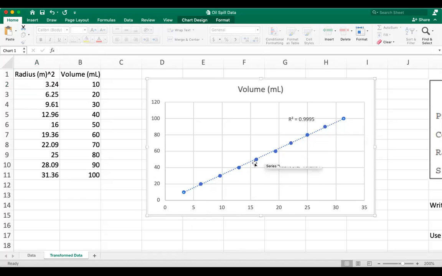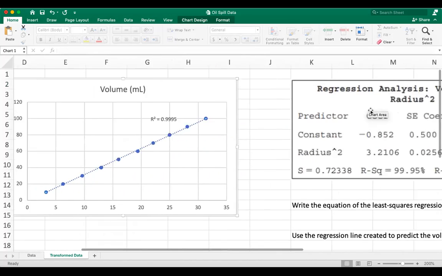Certainly a very strong relationship at this point. So what we're going to do today is really just focus on reading the computer output whenever a transformation has taken place and come up with a regression line equation, and then use that regression equation to make a prediction. So I got the computer output for this data, the transformed data right here.